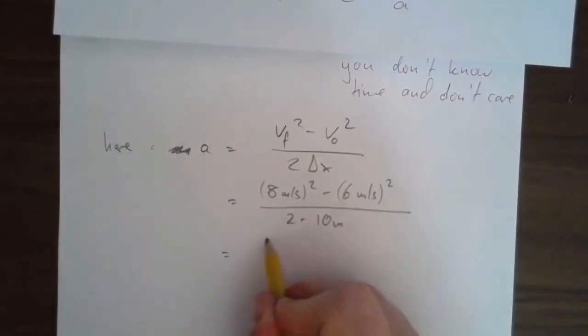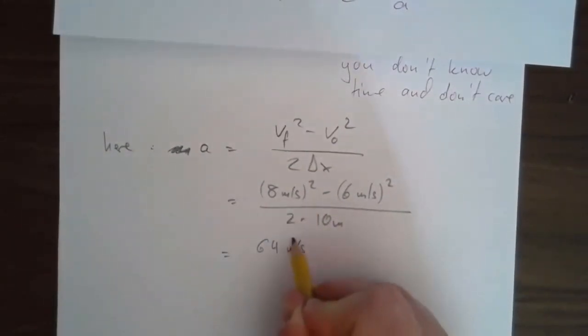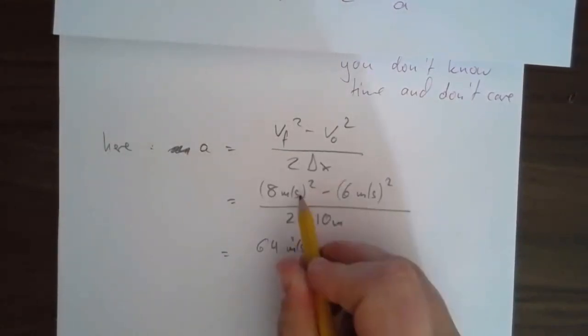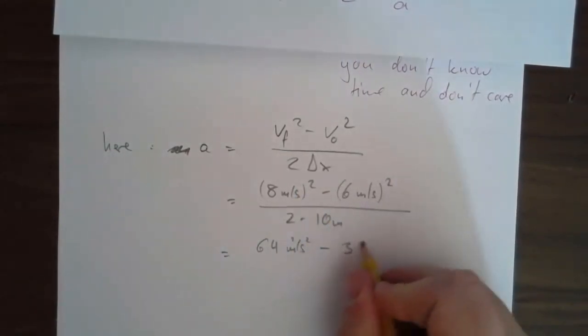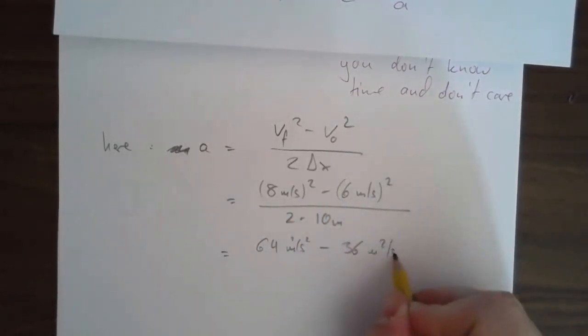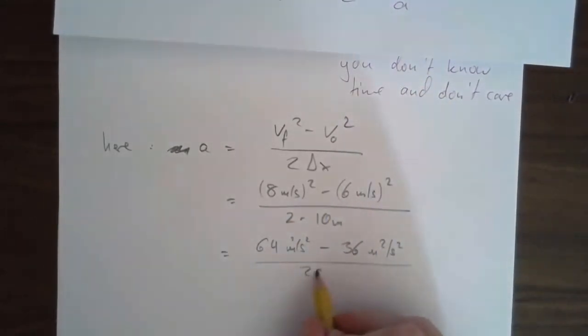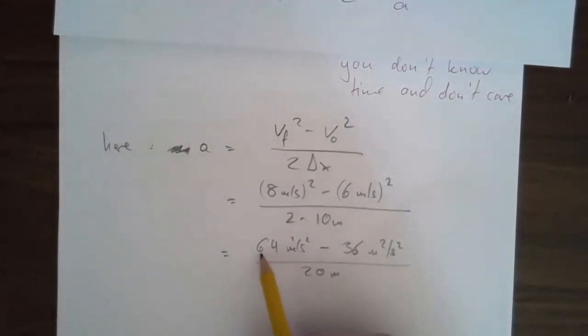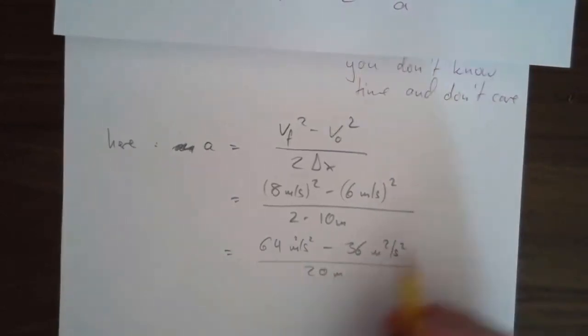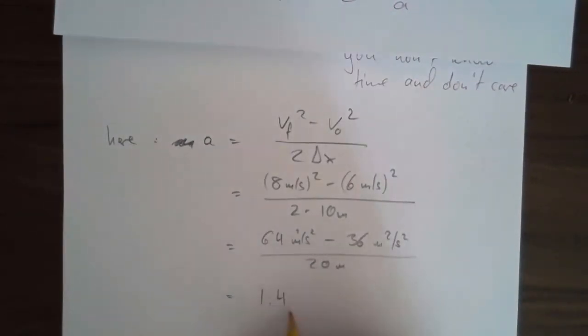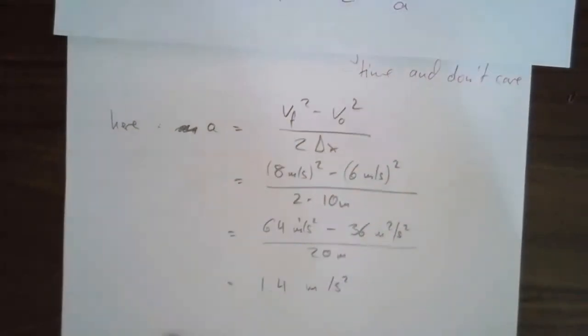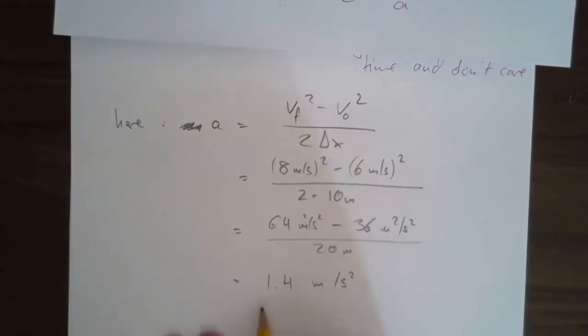So we can do the math. That's 64 meters squared per second squared. Notice I carry the units. I do all the math properly with the units. Minus 36 meters squared per second squared divided by 20 meters. This comes to, I think, 28 divided by 20 meters. That makes 1.5. The units are going to be meters per second squared, because it's meters squared divided by meters and per second squared. That's the right units for acceleration. Fantastic. Everything is worked out.